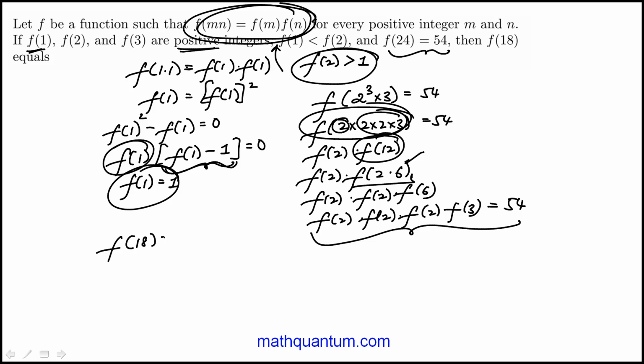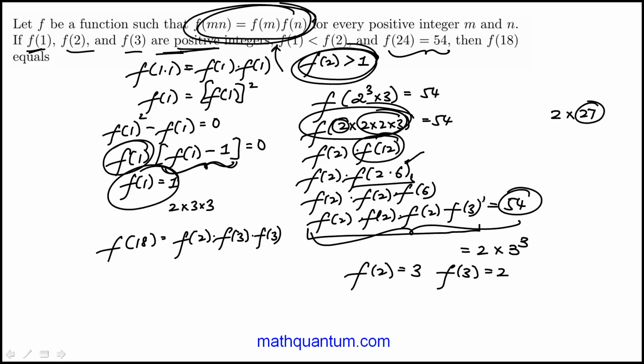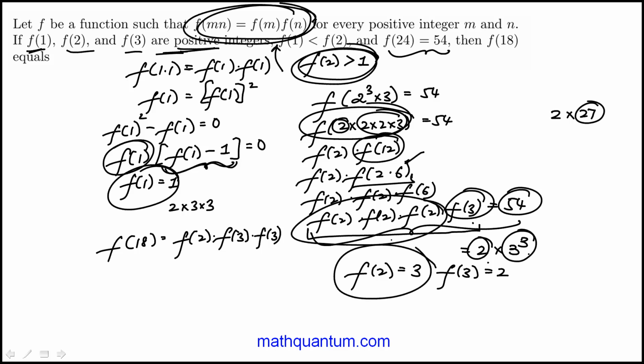Same thing we can do with f of 18, which is 2 times 3 times 3. So that is f of 2 times f of 3 times f of 3. Now note here, all of these have to be positive integers, so we'll do the prime factorization of 54, again, because I'm trying to see what values these functions would take. So that's 2 times 3 cubed, and since both of these have to be integers, the only way that will hold true, especially if f of 2 is greater than 1, is if f of 2 is 3 and f of 3 is 2. You can see there's a single f of 3 here, a single 2, three 3s, and three f of 2s. So that's the key part in this question.